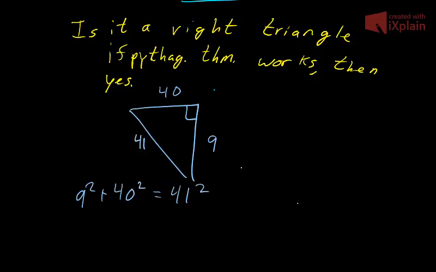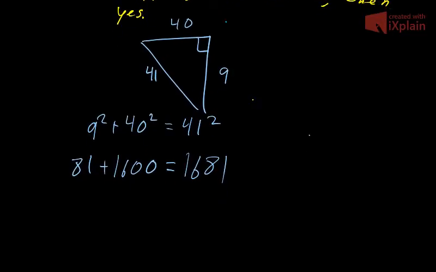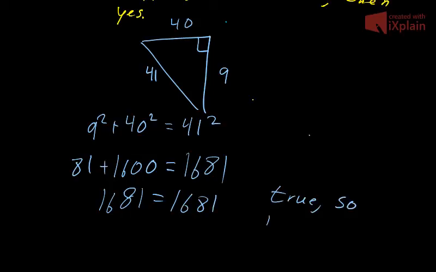If this is true, it is a right triangle. If this is not true, it's not. So we'll do this real quick. 9 squared would be 81 plus 40 squared, which would be 1600, equals 41 squared, which is 1681. So if this is true, I should get 1681 equals 1681, which is true, so it is a right triangle.